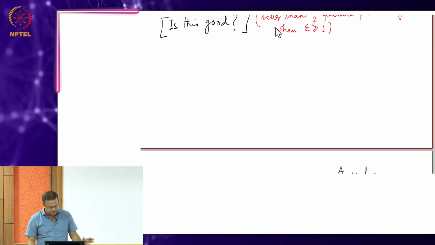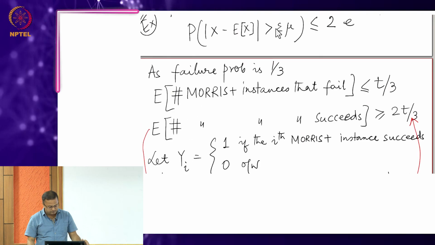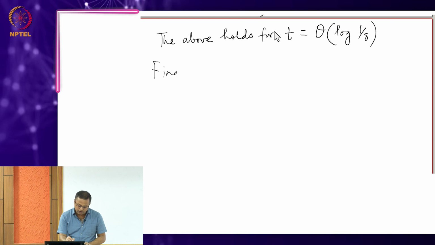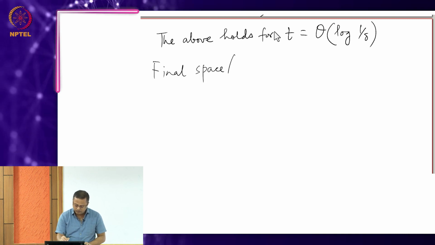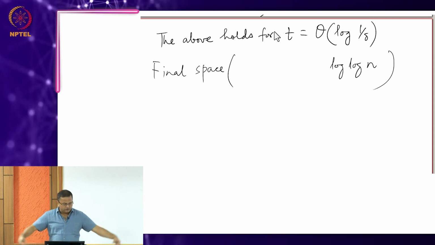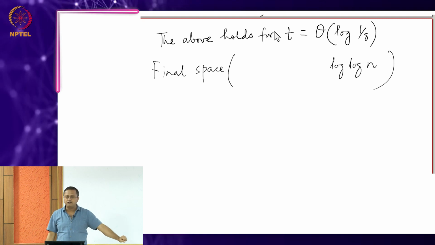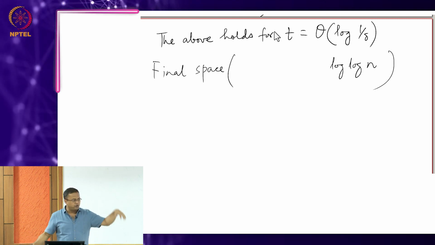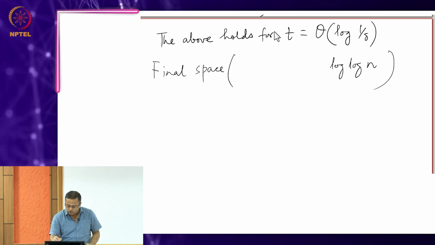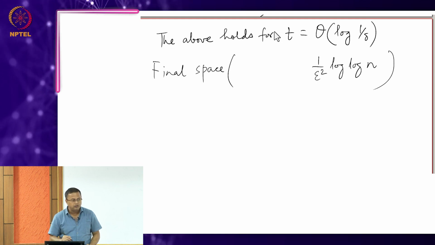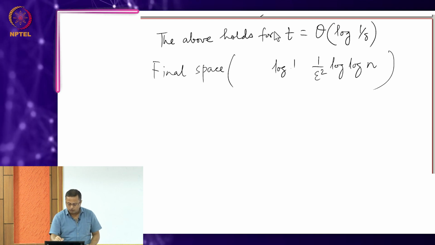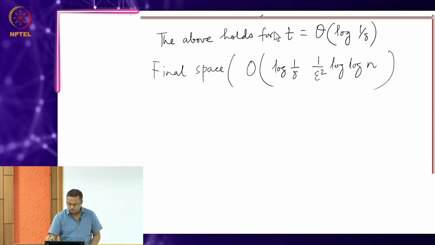So what is your final space? For the basic Morris you needed, think of this pyramid structure, log n. To get to a Morris plus you need S equals to 1 by theta square, 1 by epsilon square, and for Morris plus plus this median thing you need another log of 1 by delta. So, this is what your space is.